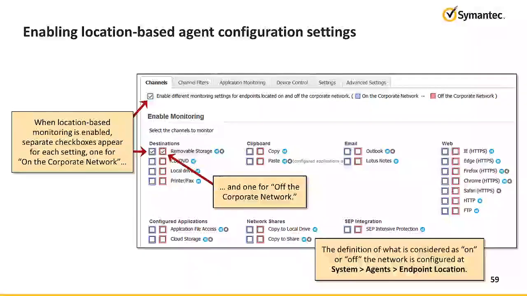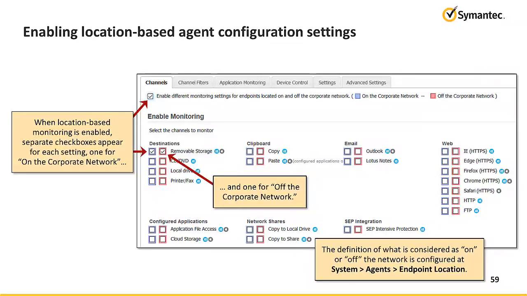destinations. The location-based agent configuration settings feature enables you to set agent configurations for employees based on whether they are on or off the corporate network. For instance, agents can be configured to monitor network shares or web upload activity when users are working from home, but not when they are in the office. The definition of what your organization considers as on or off your corporate network can be configured at System, Agents, Endpoint Location.